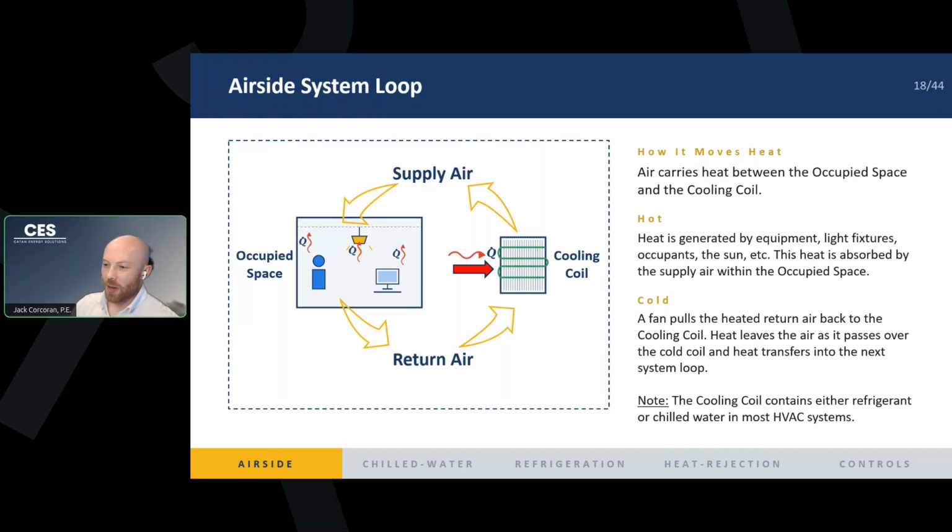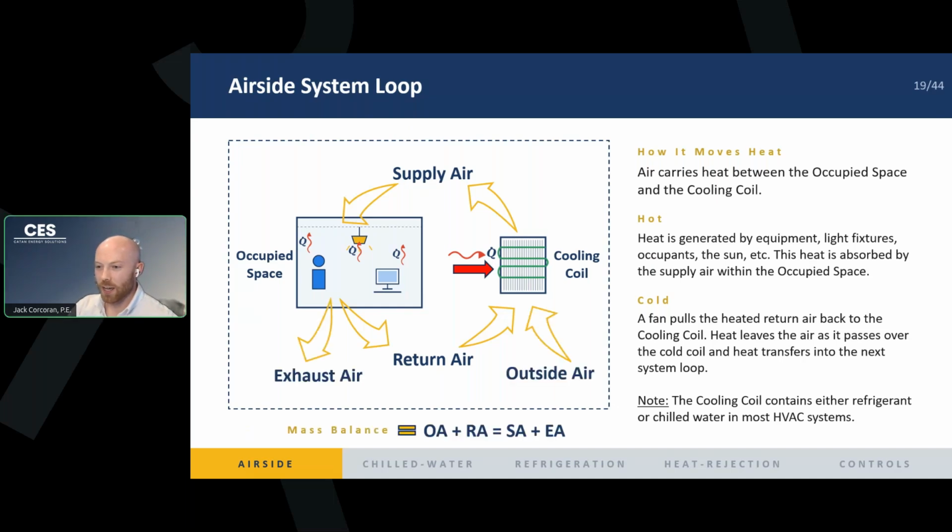We just talked about the refrigeration cycle on the previous slide. This cooling coil can contain refrigerant, as we were talking about, or it can contain chilled water. Those are two of the main HVAC mediums that we use to reject heat in this airside system loop.